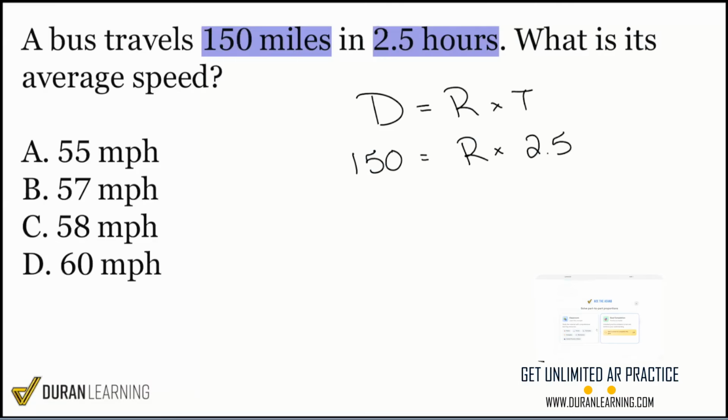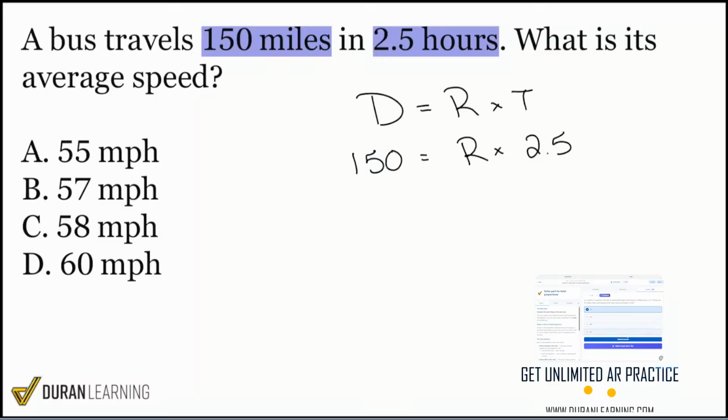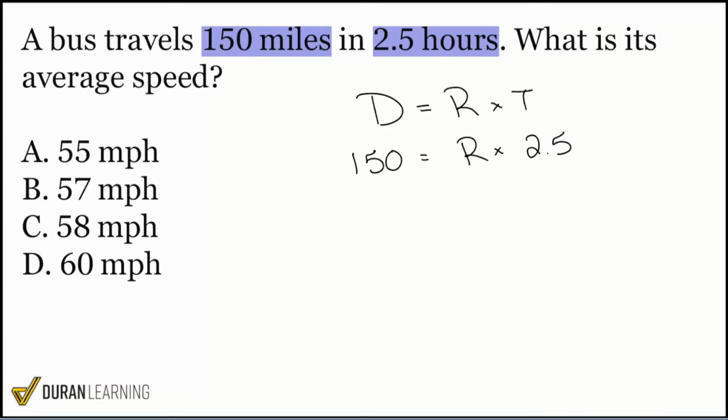Everybody, what operation will I employ here to get that rate by itself? Yeah, that's right. I'm going to operate with division because, remember everybody, I can only multiply if I'm trying to find distance. I am not trying to find distance, I'm trying to find rate. I don't have the rate. So to work backwards and get the rate, I have to divide. Divide by 2.5 on both sides. Cancels out on the right side. And just brings us down to 150 divided by 2.5.